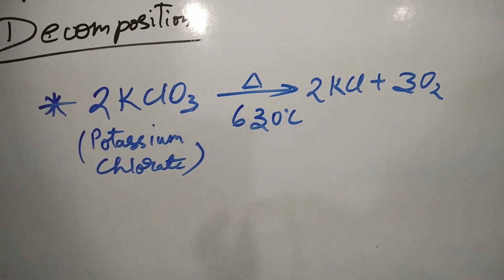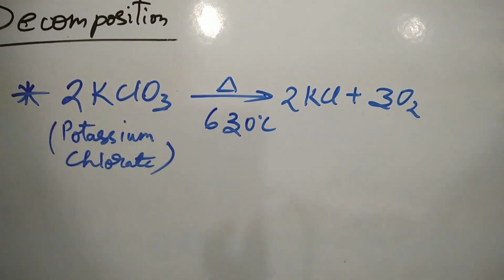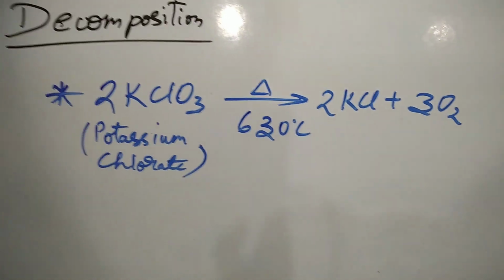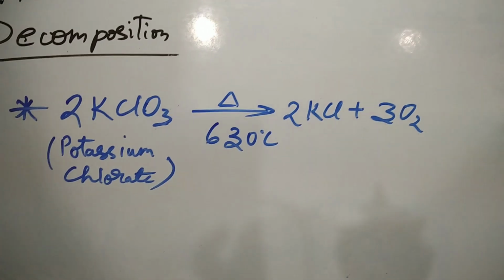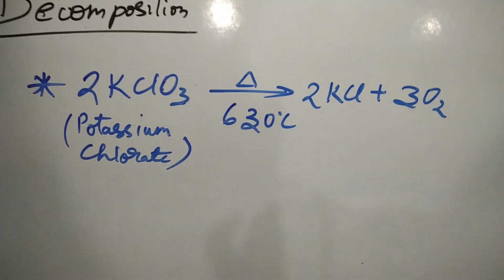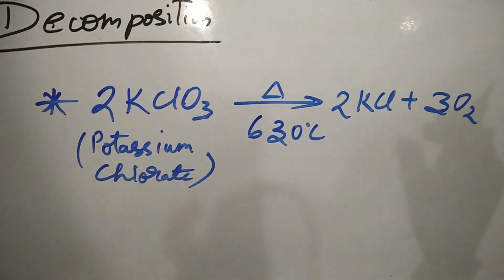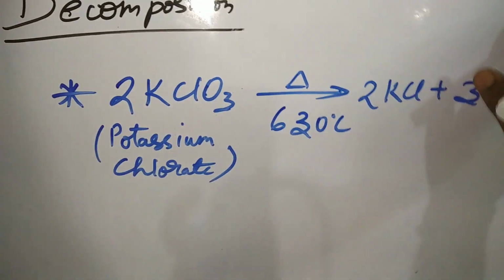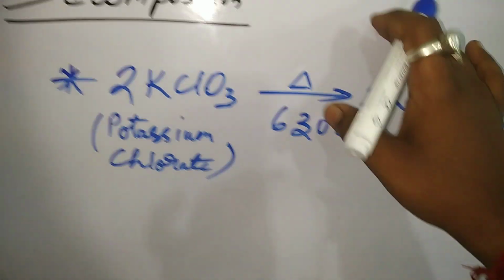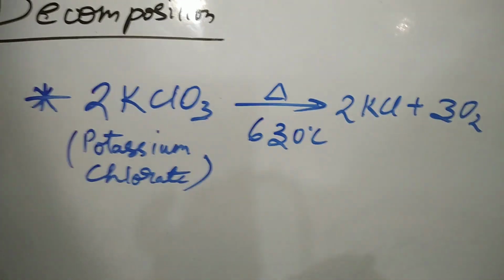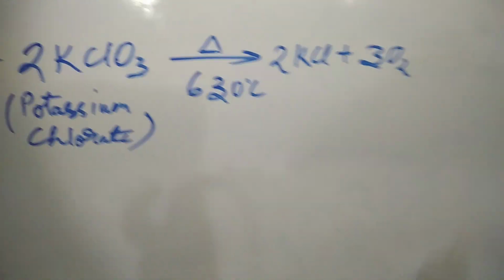I will give a catalyst. Now I have to give you a brief idea about a catalyst. A catalyst increases or decreases the rate of the reaction, meaning it makes the reaction process faster or slower, and it can also increase or decrease the temperature. Here it will decrease the temperature.